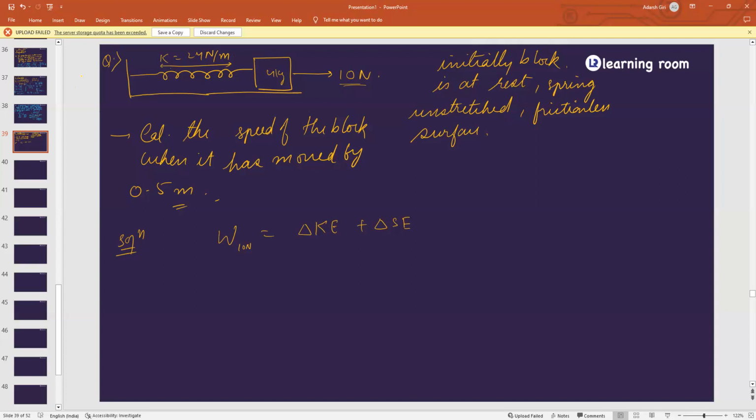What did you write for the work done of the 10 Newton force? Sir, 10 into 0.5. Exactly. 10 force and in the same direction the displacement occurred for 0.5 meters, right? So it will be 10 into 0.5 into cos 0. Kinetic energy, that we don't know, is half into mass, which is 4, and V square. How much V square has been attained, we don't know. And since it has moved for 0.5 meters, spring energy is half, K is 24, and X, the displacement, is 0.5 itself. So when you equate this, you will get the velocity as 1 meter per second.